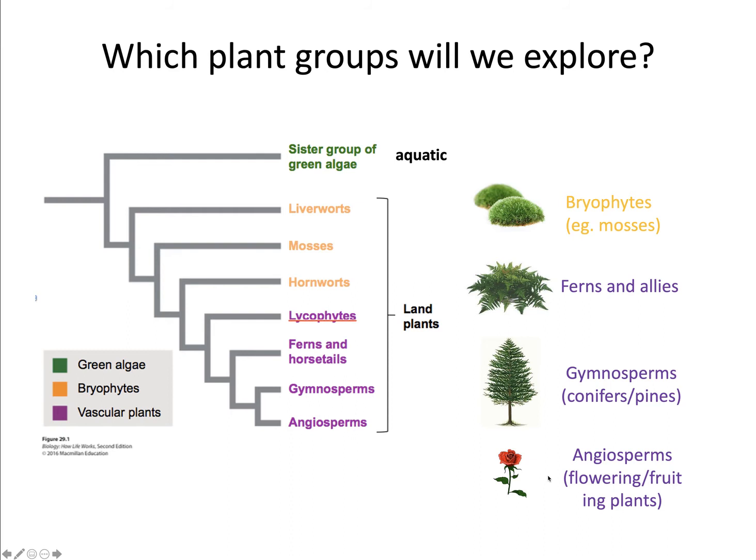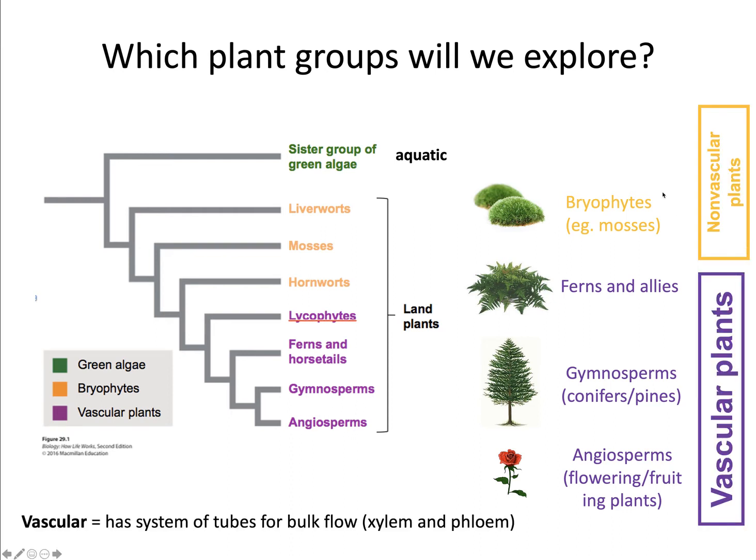So anything that produces a fruit or a flower is considered an angiosperm. And once again, try to get that mental image: any time we talk about an angiosperm, we're talking about a fruiting or flowering plant. And these bryophytes are considered non-vascular plants, meaning they don't have vascular tissue, so things like xylem and phloem. We'll talk a little bit more about what that is and what that means. And then all these three other groups are considered to be vascular plants.